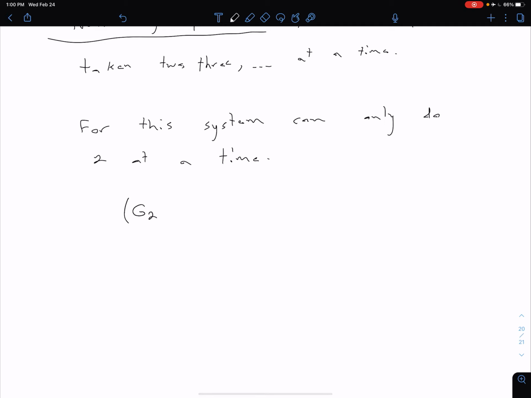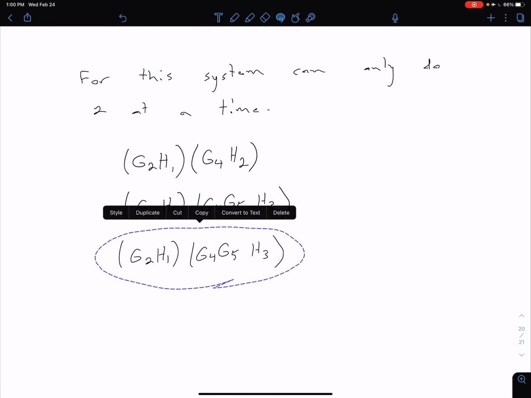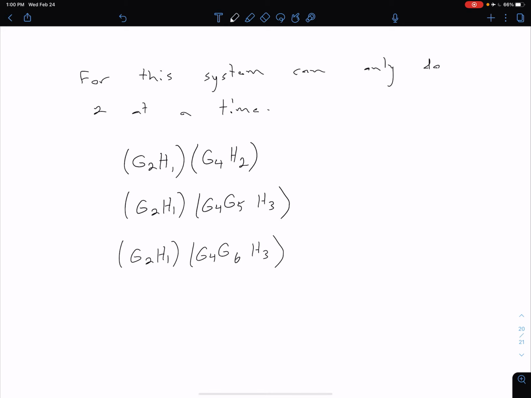So what that looks like then is our non-touching loop gains taken 2 at a time. We're going to have G2H1 times G4H2. Again, remember, this is the product. For our next one, we have G2H1 times G4G5H3. And then for the last one, it's the same, except we are replacing our G5 with G6. In the next video, we're going to define our Mason's rule equation, and things may still be a little unclear, so we'll work several examples to get some practice with that.